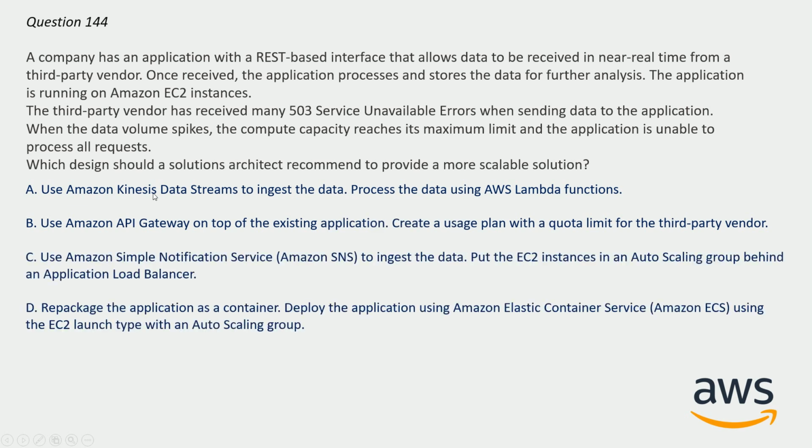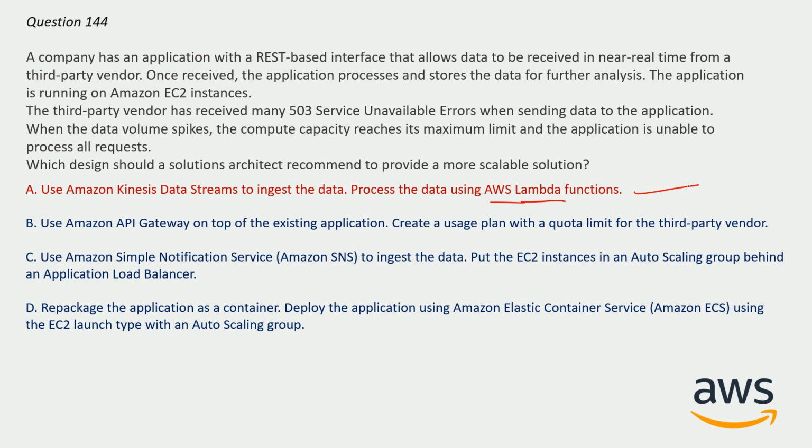And the correct answer here is option A. Use Amazon Kinesis data stream to ingest the data. Process the data using AWS Lambda function. And this one is correct here because Kinesis data streams work well with AWS Lambda for processing, and real-time data can be stored for 24 hours to a 7-day period, giving ample time for Lambda to process, thereby reducing the 503 errors that the vendor is receiving. And obviously Lambda function will satisfy the need for processing. So option A is correct here.